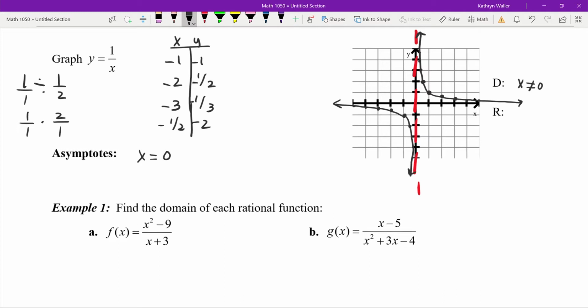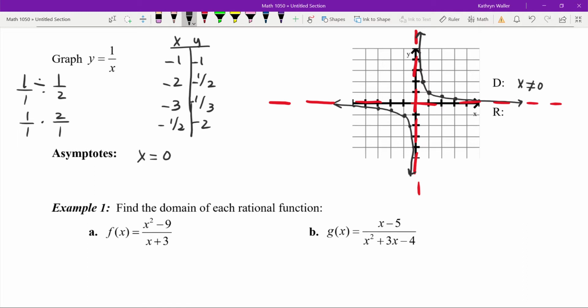There's one thing missing from my graph. Can anybody tell me what it is? We do have to find the range. Yes, thank you for noticing that. There is a horizontal asymptote, Diego. You're right. Where is it? It's on the x-axis. Very good. So take your pencil, and I want you to dash in a horizontal asymptote.